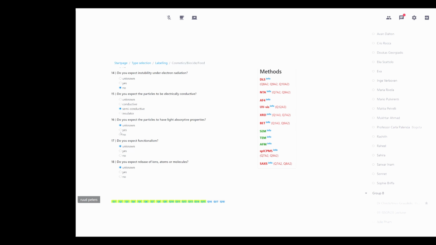Light absorptive properties, well, yes, of course, that's the reason why they're in. Do you expect functionalization? No. And do you expect coating? Answer is no also. And as you can see now, most methods turned red, and they are for one or more reasons not useful for this analysis, and only 3 are left, SEM, TEM, and AFM, which may be used to analyze these materials. And that's actually what we did.